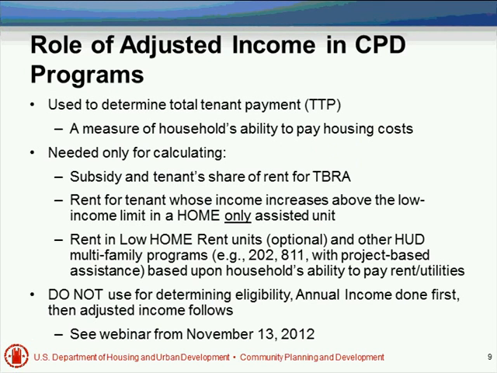The first one is on my PowerPoint presentation. It's this bullet right here: rent for those tenants whose income increases above the low income limit, which is 80%, and it's a HOME-only unit. So not HOME and tax credits, because that's a different rule. In that scenario, you have to look at adjusted income to figure out their ability to pay rent. You set the rent based upon 30% of their income, and there are fixed and floating units in HOME.